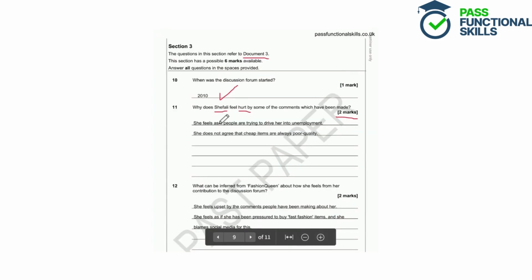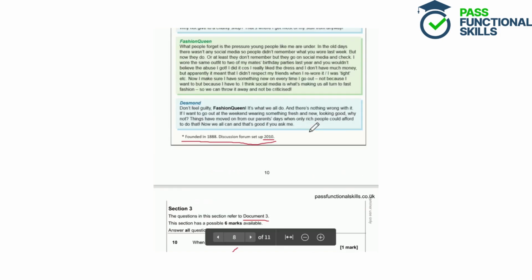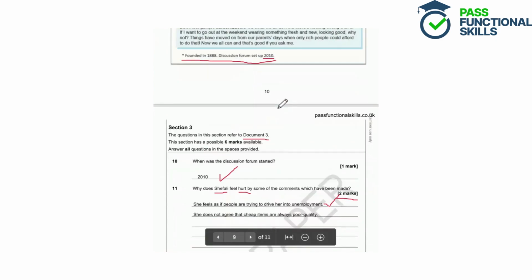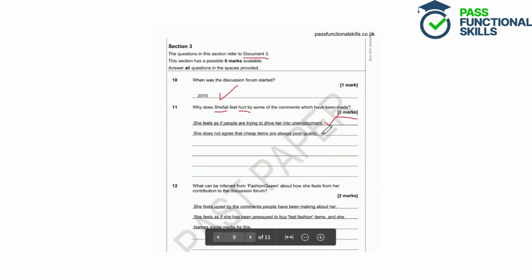So she feels as if people are trying to drive her into unemployment, would be correct. We can also see from her contribution that she does not agree that cheap items are always poor quality. So here she says, we've always had cheap but good quality clothing. So she feels offended at the fact that people are saying that it's cheap and of not very good quality. So there are 2 reasons as to why Shefali feels hurt by some of the comments which have been made.